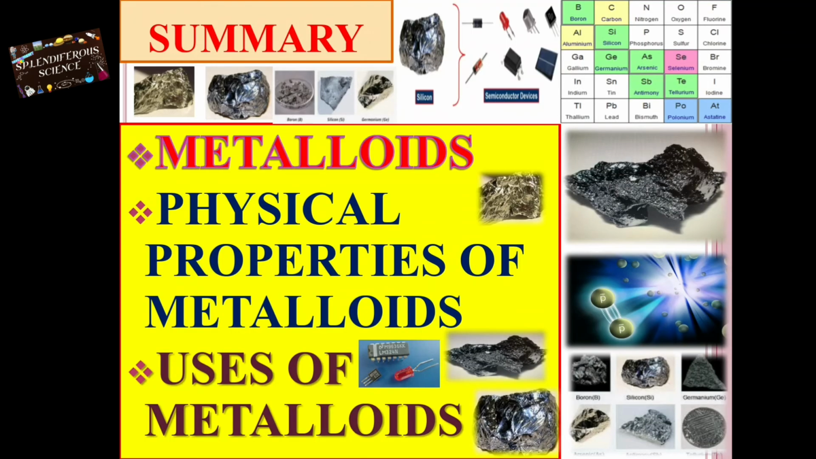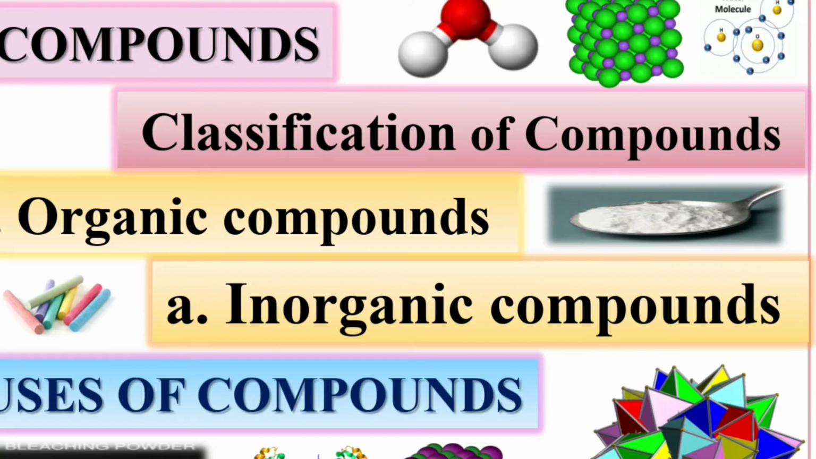Summary of the video: we discussed metalloids, the physical properties of metalloids, and also the chemical properties of metalloids, and finally we discussed the uses of metalloids. In the next video, we are about to discuss compounds, classification of compounds, organic compounds and inorganic compounds, and uses of compounds.